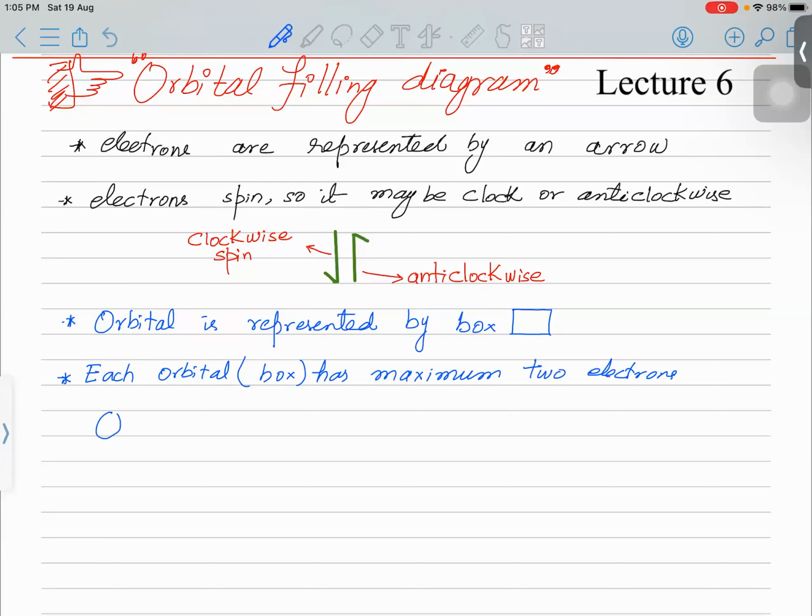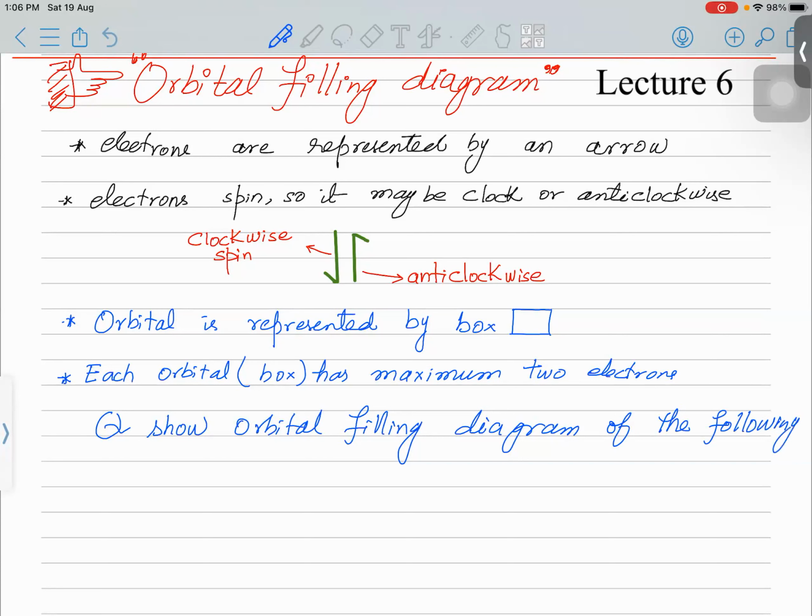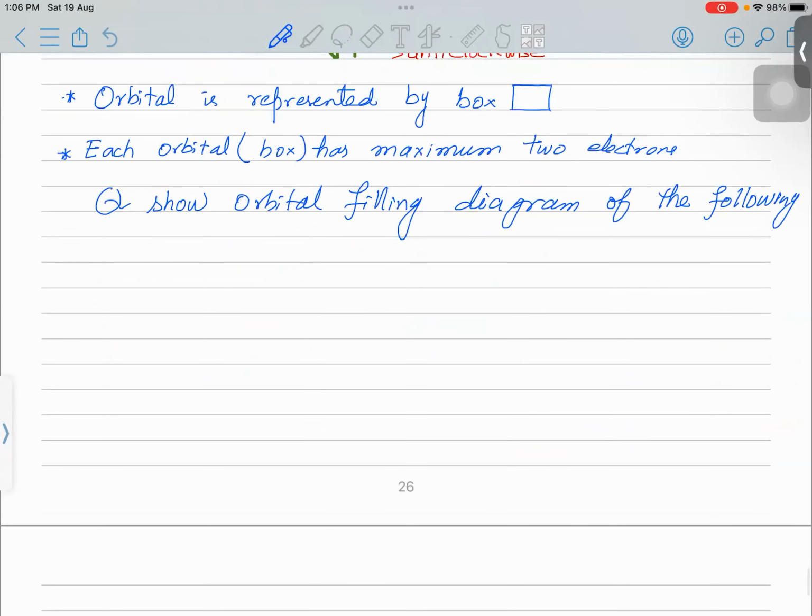Question number 1. Show orbital filling diagram of the following.